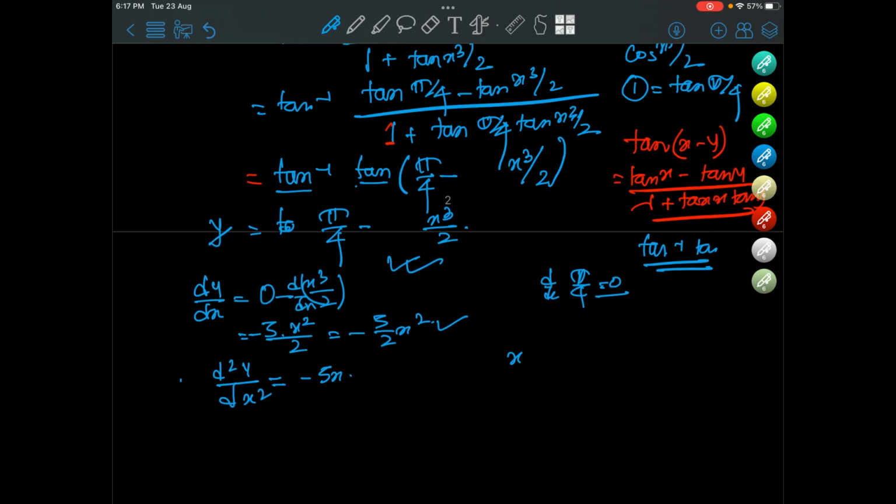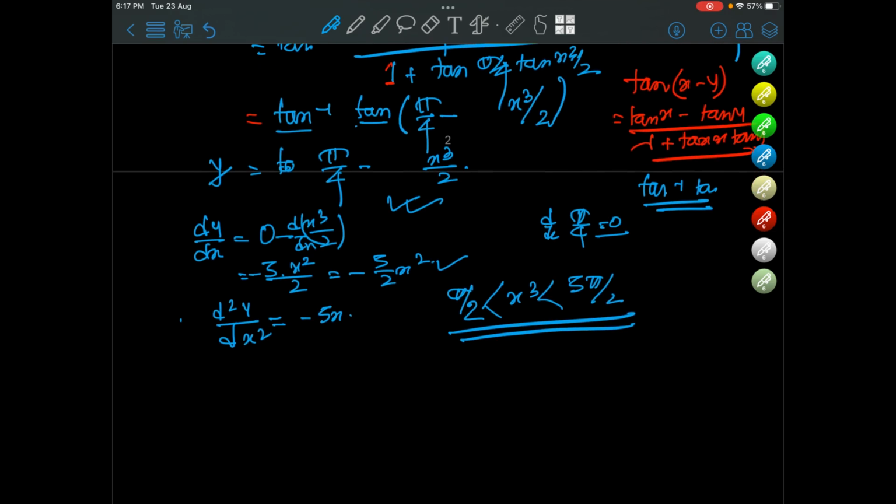And now they give the range. Range is x cube between 3 pi by 2 to 3 pi by 2. This is the range of x cube by 2. Then what will be the answer of this question? The answer of this question will be x cube d2y/dx2 plus 6y minus plus 3 pi by 2 equals to 0. This is the answer of this question.